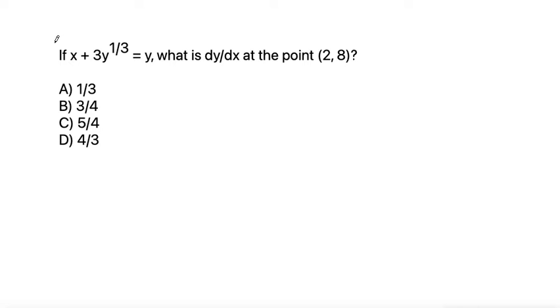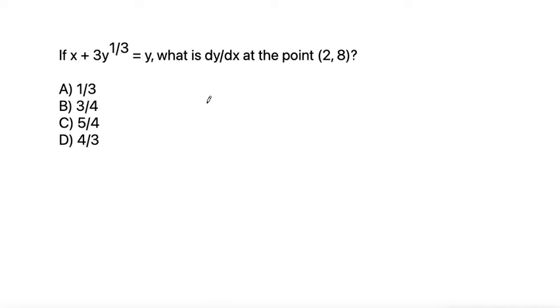So here we have a problem that says if (x + 3y)^(1/3) is equal to y, what is dy/dx at the point (2, 8)? So what we're trying to find is dy/dx at the point (2, 8). dy/dx means the derivative, so we need to first find the derivative and then plug in 2 for x and 8 for y.